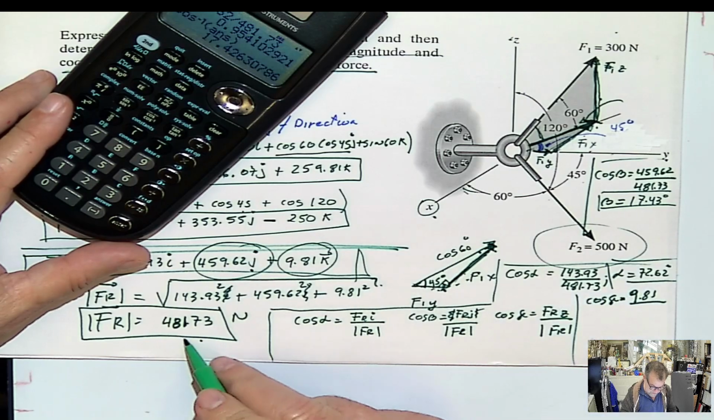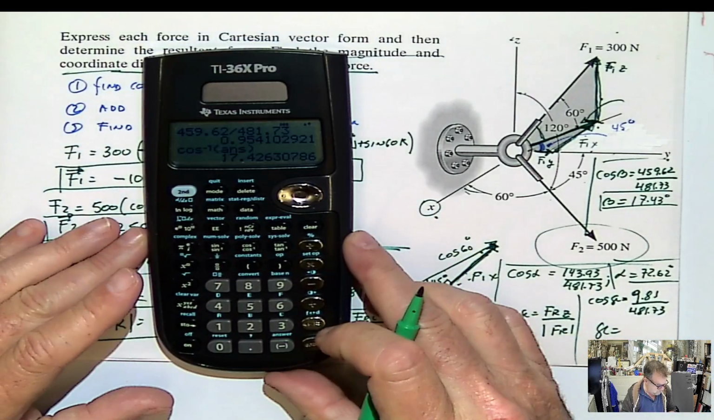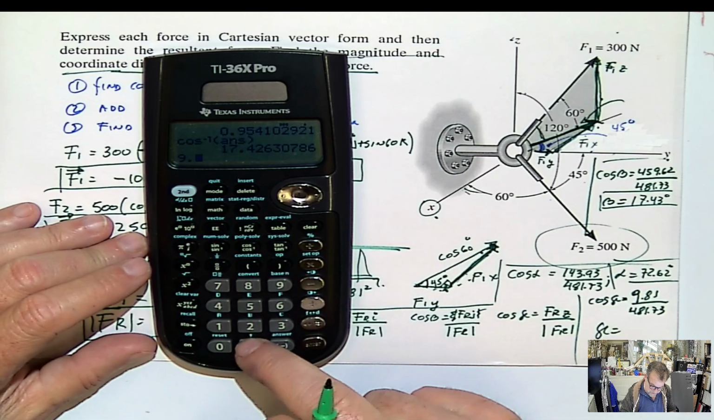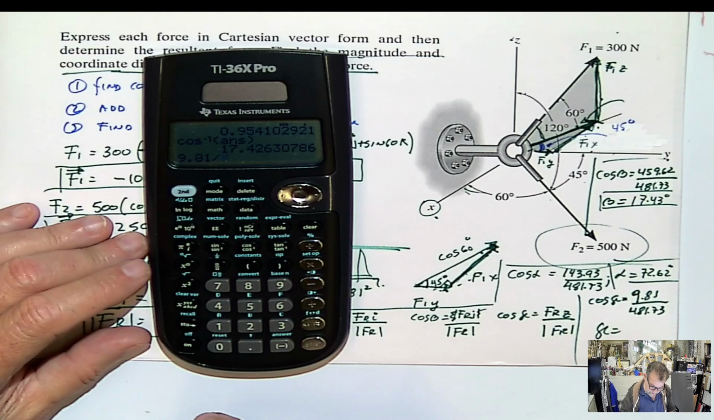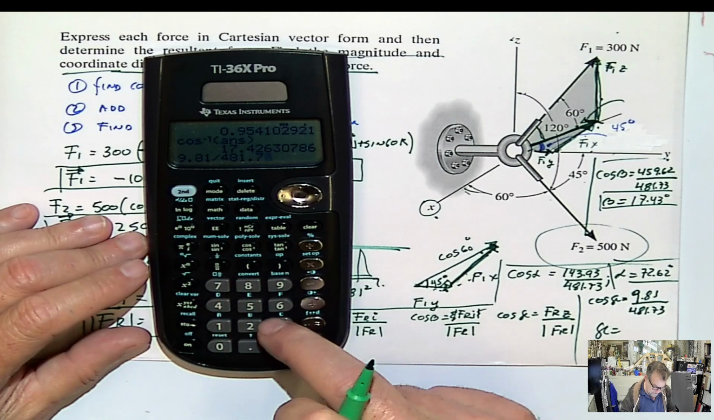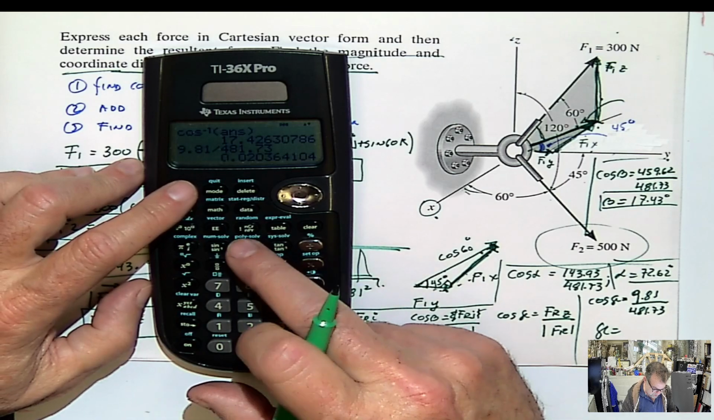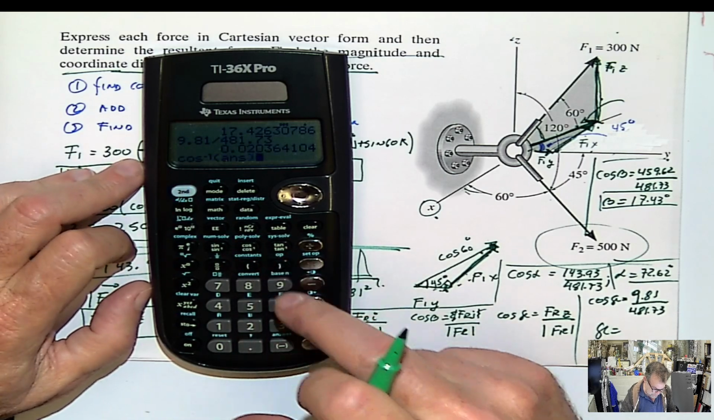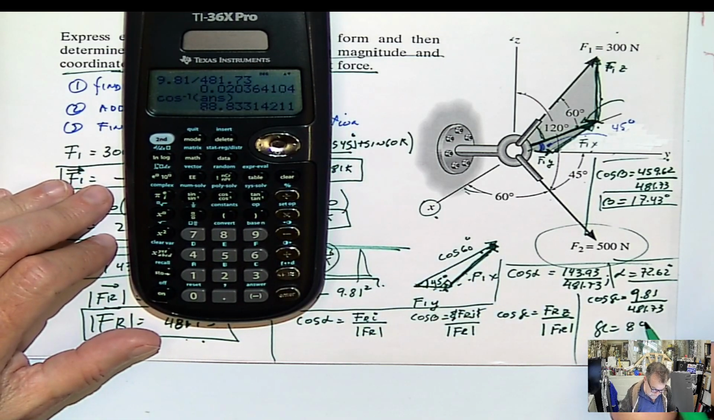And last but not least, cosine gamma is going to be the k component divided by the magnitude of the resultant force, 9.81 divided by 481.73. The inverse cosine of that will give you an angle gamma of 88.83 degrees.